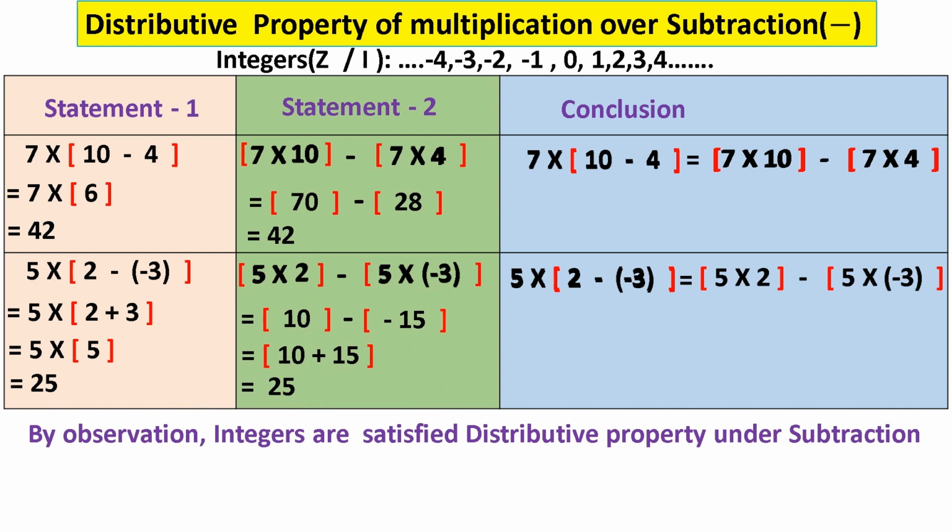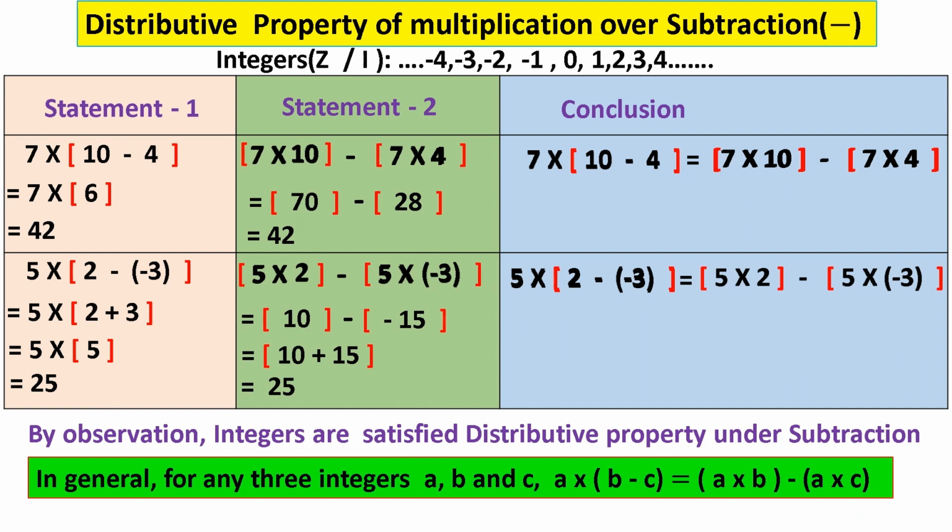Now by observation, integers satisfy the distributive property under subtraction. In general, for any three integers a, b and c, a of b minus c is equal to a into b minus a into c. We will write it like this. So the distributive property of multiplication over subtraction is satisfied for integers.